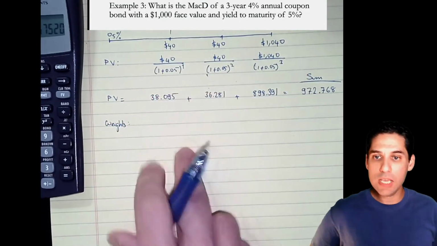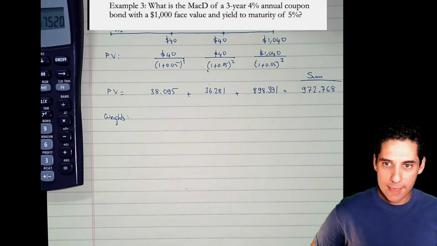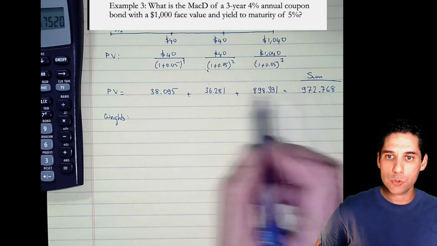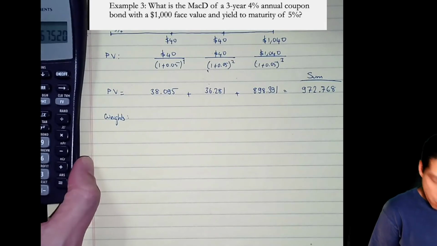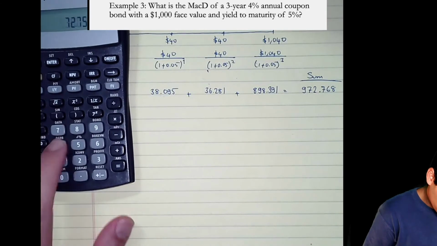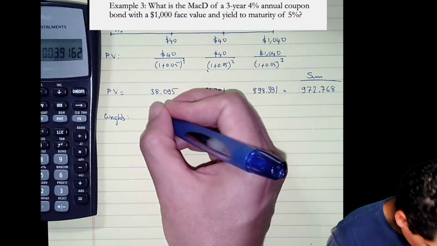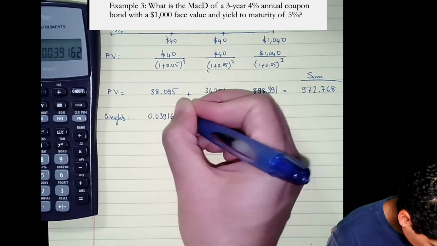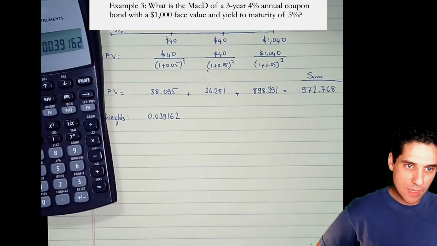So how much does each cash flow contribute to the total value of the bond? So what we're going to do is divide these one by one by the total value, right? So 38.095 divided by 972.7868 is the weight of the first one. So recall 1 divided by recall 4 is the weight of the first coupon payment in the total value of the bond, 0.039162. Okay, let me go 6 decimal places, even though I'm keeping everything in the calculator.